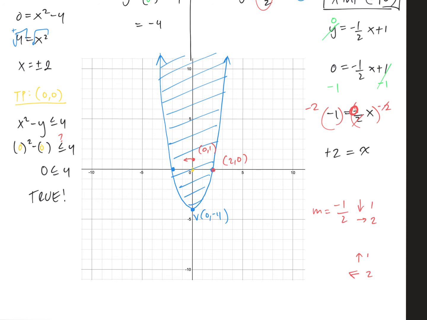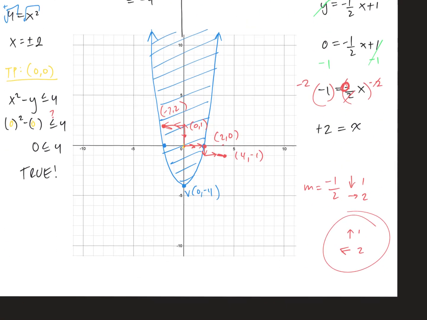So let me erase the other one. The first option will go down 1, right 2. It doesn't matter which point you pick from. You can pick from the x-intercept or the y-intercept. So down 1, right 2 from the y-intercept would give me my x-intercept point. And I could do it one more time to find another random point. And this is, let's see, 1, 2, 3, 4. That's 4, -1. Or I could use the other directions to go up 1, back 2. They both work. So that'll be -2, 2. And then this line was dotted.